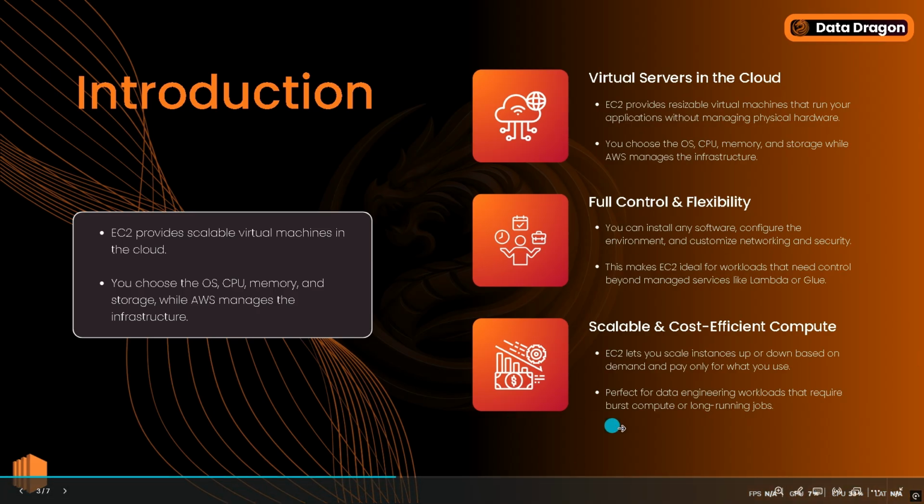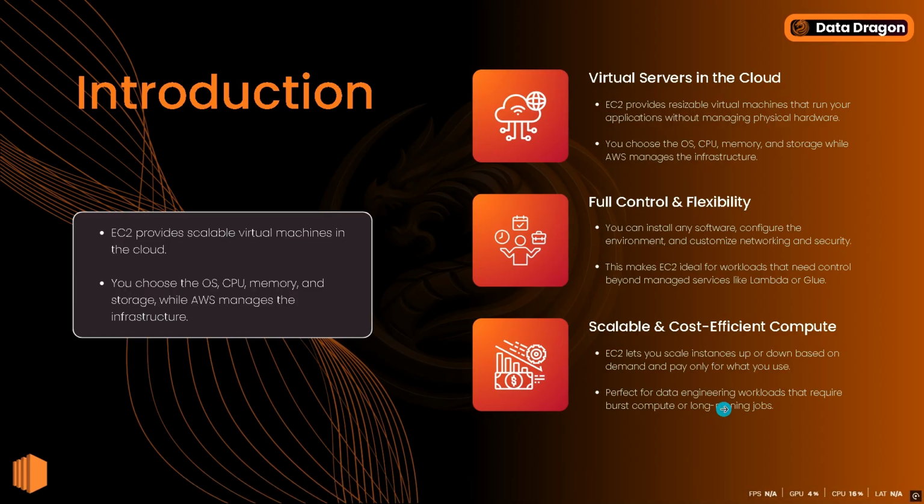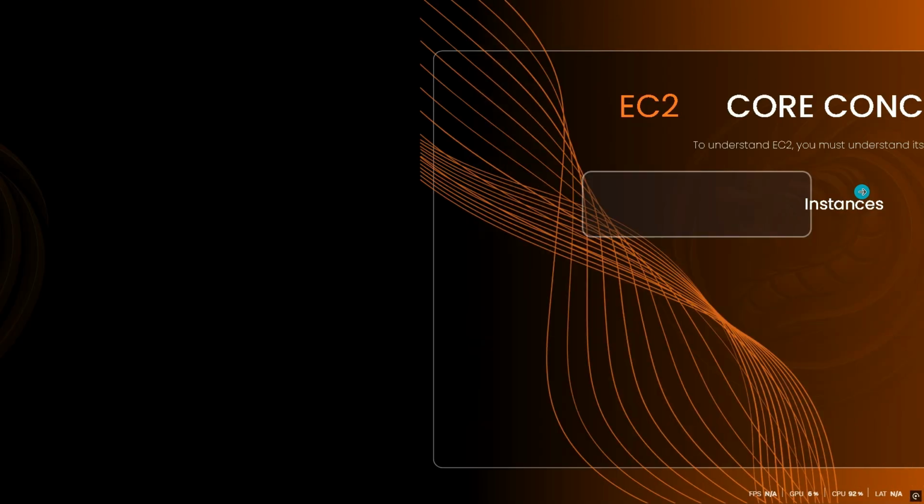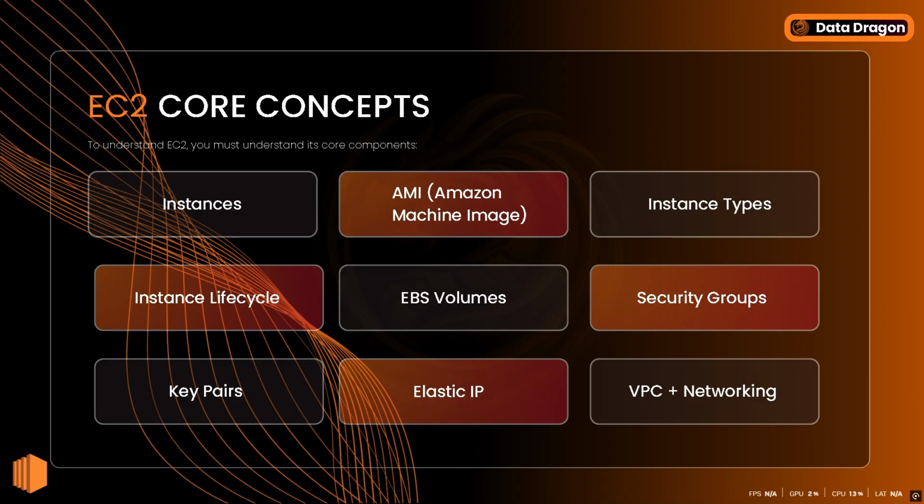Now coming to scalability and cost, this lets us scale instances up or down based on demand and pay only for what we use. It has the same pay-as-you-go model, so we only pay for whatever instances or computational power we use. This is perfect for DE workloads that require burst compute or long-running jobs. Burst means all of a sudden requiring a lot of computational power.